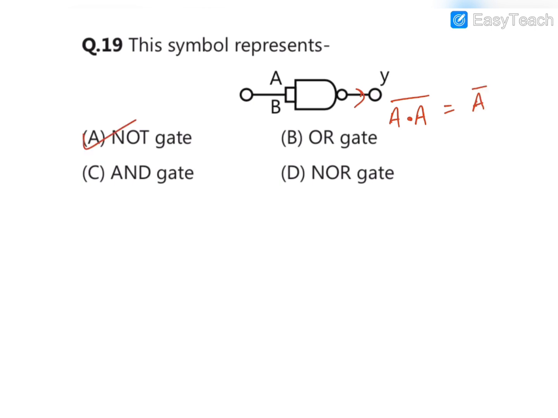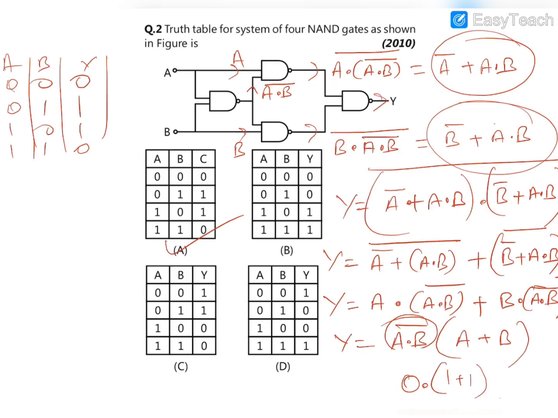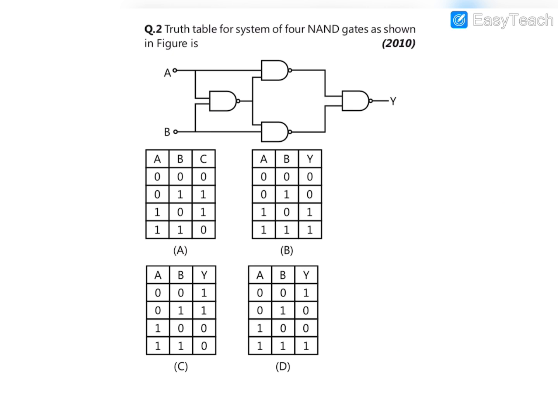So A bar is NOT gate. Now let us move on to the next question. In this question you can see that this is A, this is A, and this is A dot B bar, and this would be A dot with (A dot B bar) whole bar, and again this will be B dot with (A dot B bar) whole bar.